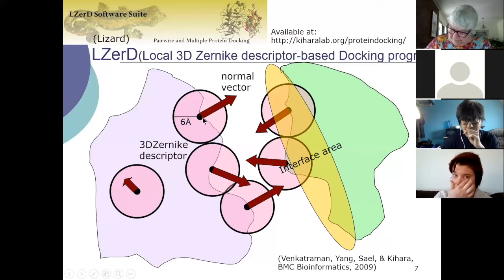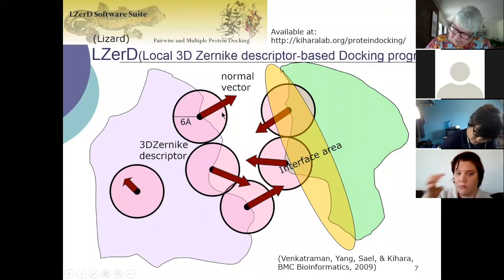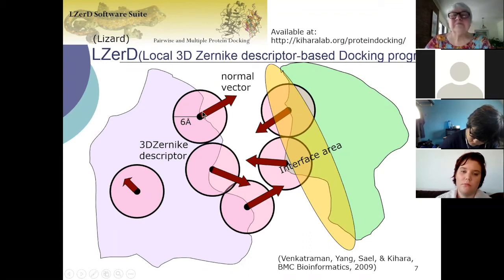Now, at each point on the surface, we consider the normal vector. A normal vector is a vector which points perpendicular to the local surface. So this tells you the direction of the surface, here represented by this arrow. And then the 3D Zernike descriptor is a mathematical shape descriptor. It has spherical harmonics in it. Well, I will explain it later.